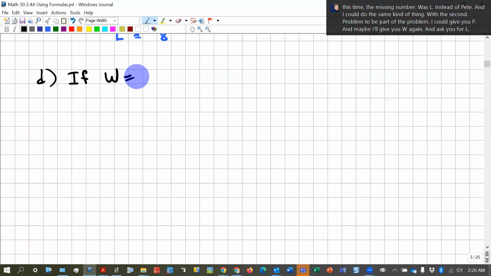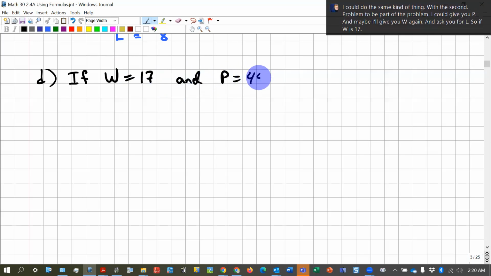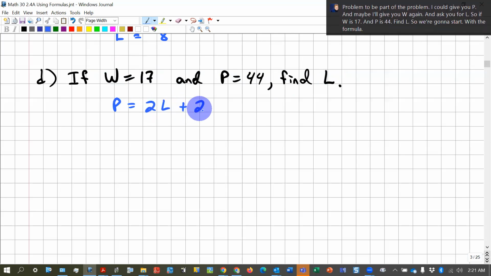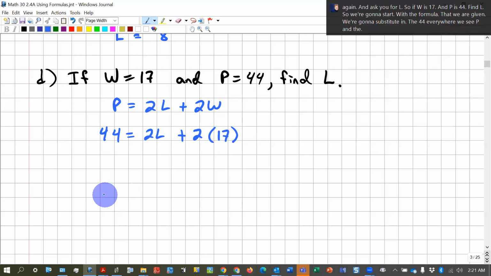So if W is 17 and P is 44, find L. So we're going to start with the formula that we are given. We're going to substitute in the 44 everywhere we see P and the 17 everywhere we see W.